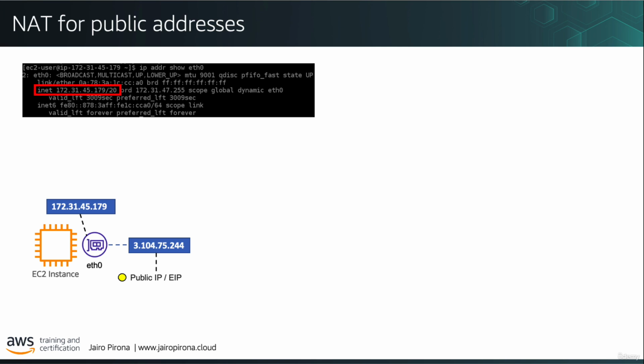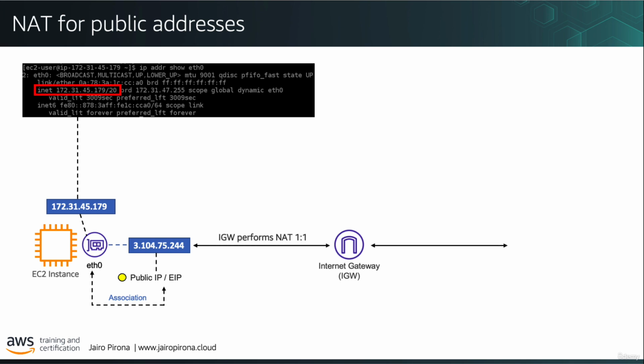And the reason the private IP address is shown here is that it's actually associated with the adapter. Now, your instance doesn't know that. That actually takes place externally to the instance, and it's done by the Internet Gateway. So, the Internet Gateway performs network address translation.